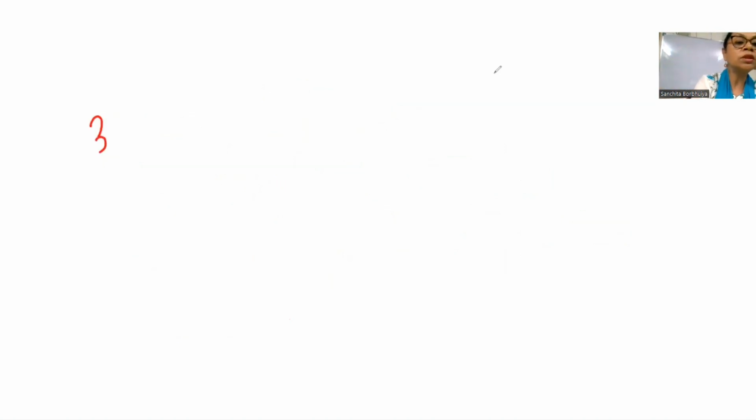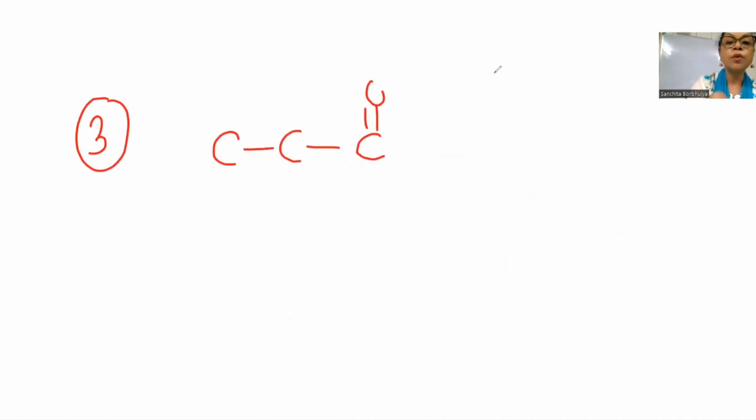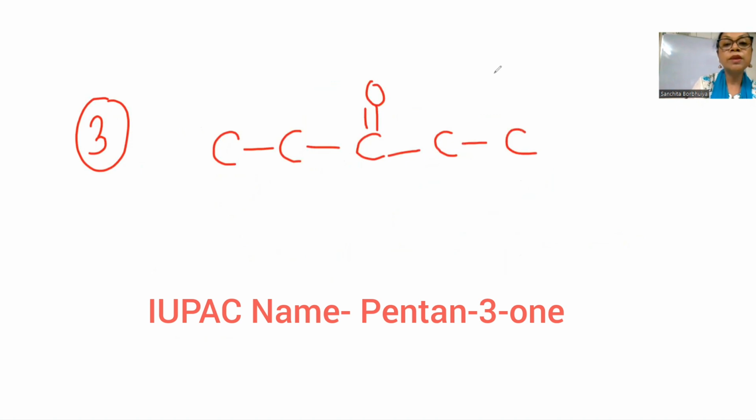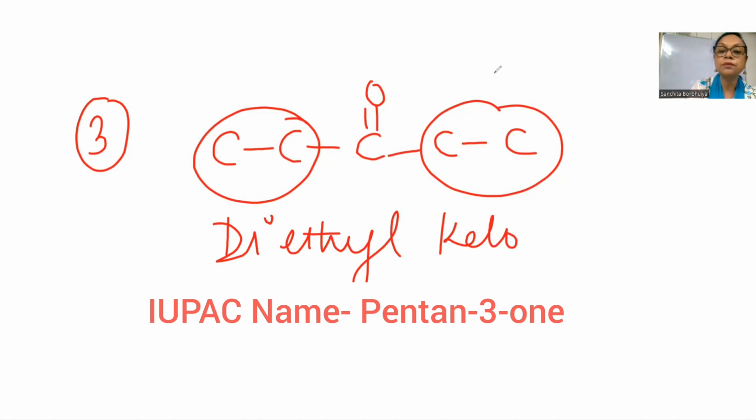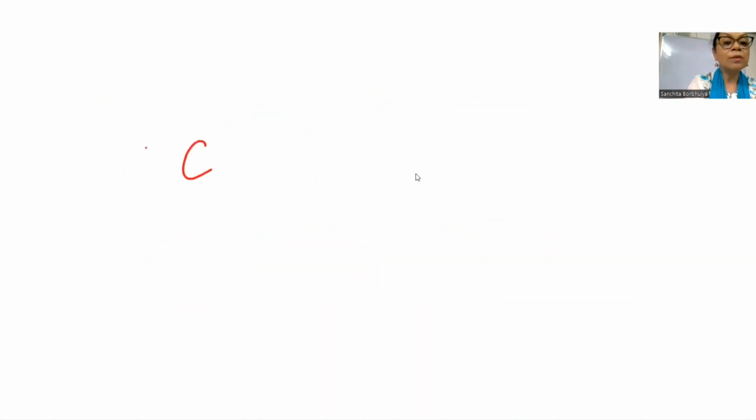Similarly, we can go to the third member of the ketone series. You can identify from the framework that there are 2 carbons on each side, so you will call it diethyl ketone, which is the common name. We will go to some other species.